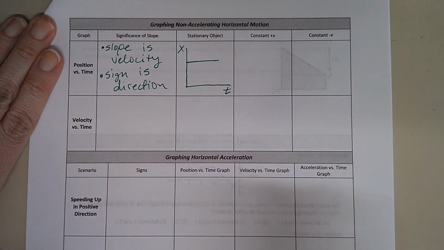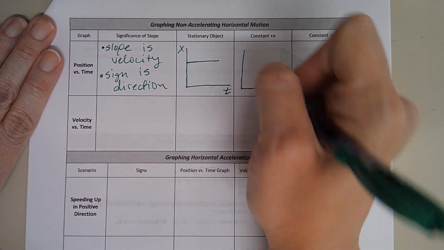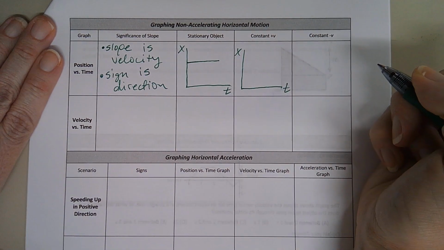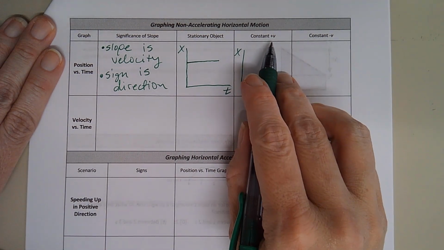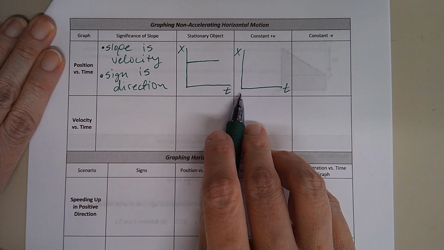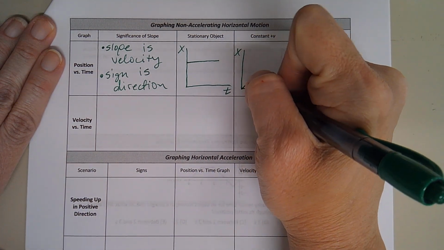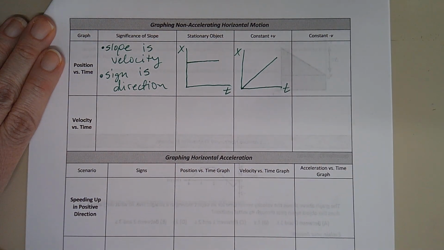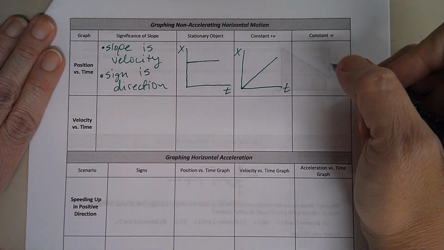That's it. If you're going a constant positive velocity, then on a displacement versus time graph, if it's positive velocity, it's going in a positive direction, which means your displacement is getting higher and higher as time keeps passing. So think of it as it's going this way and this way at the same time. So you end up with a straight line with a positive slope. And it has to be a positive slope because the sign is telling you the direction. It's positive velocity, positive slope, positive direction.